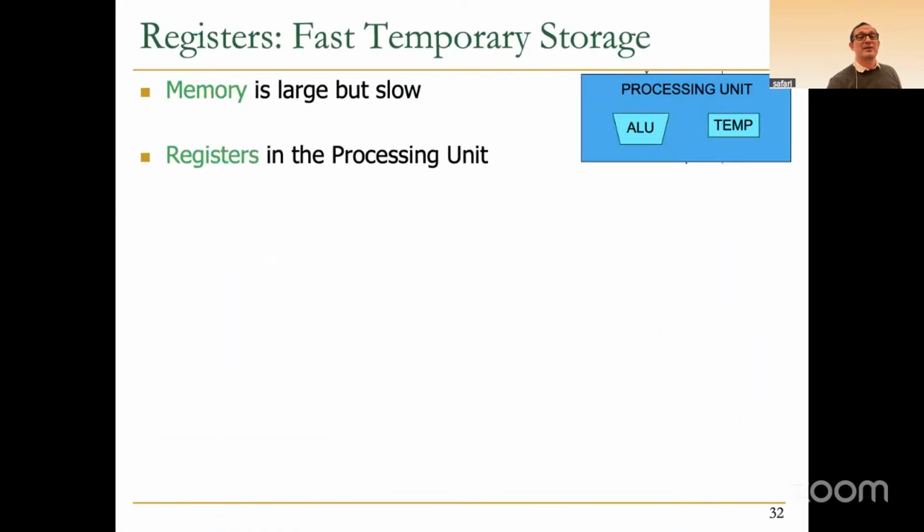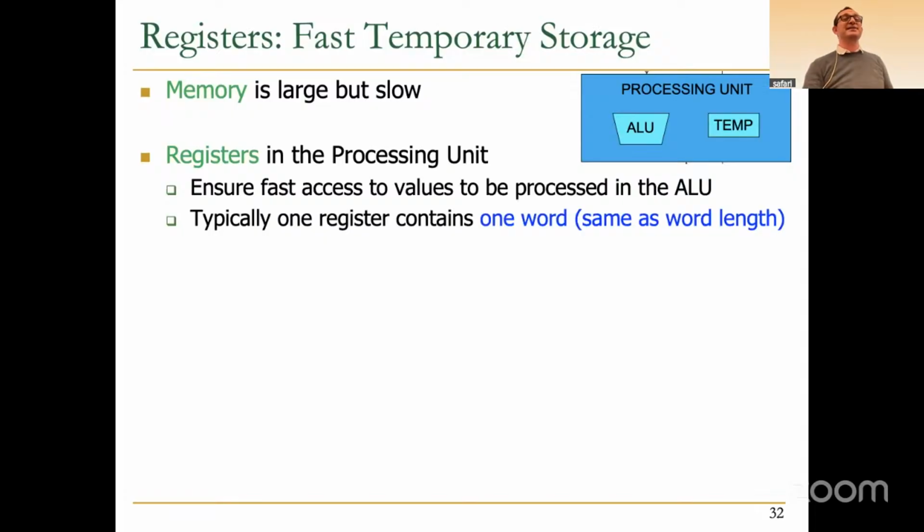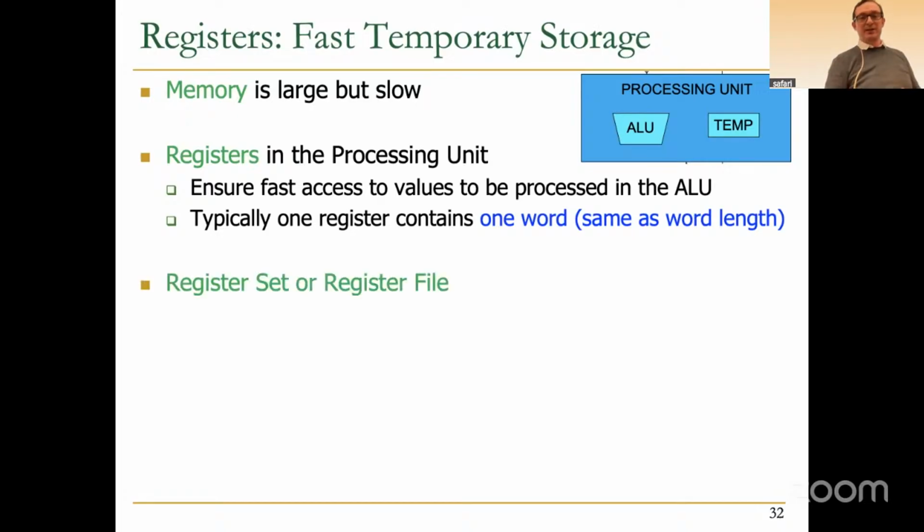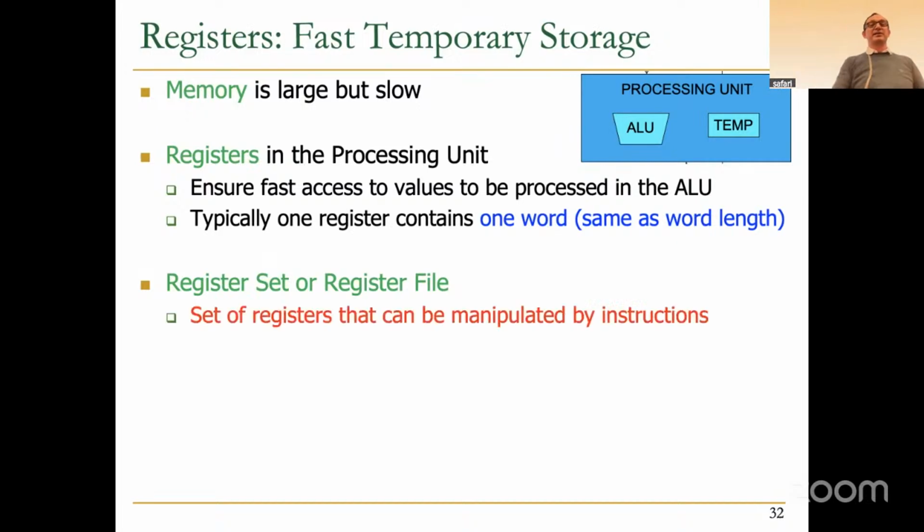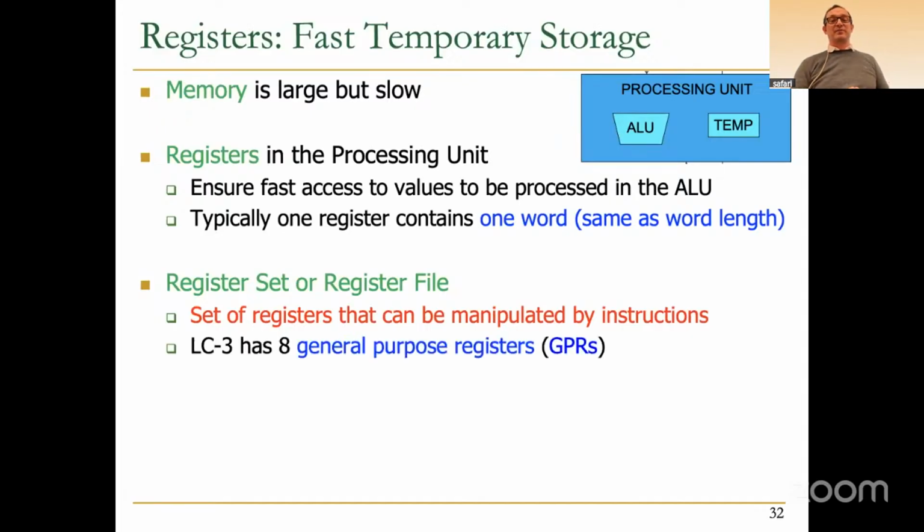So we have registers in the processing unit. They ensure fast access to values to be processed in the ALU. Typically, one register contains one word, the same as the word length, because you operate on words in an ALU. So this is called a register set or register file. It's visible to the programmer. It's part of the instruction set architecture, separate from memory. It's essentially a set of registers that can be manipulated by instructions.